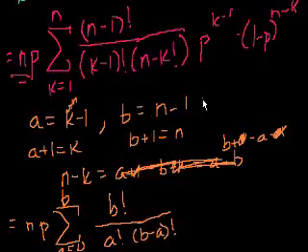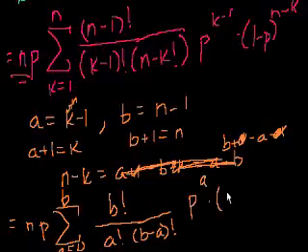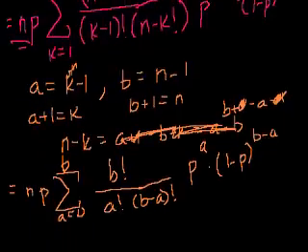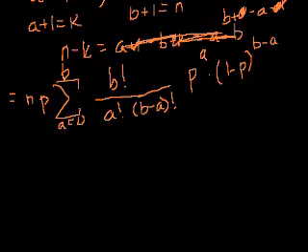factorial. And then p to the k minus 1. K minus 1 is p to the a. And then times 1 minus p to the n minus k. We already showed that n minus k is the same thing as b minus a. And then here, and we're pretty much done now, this right here, what is this?